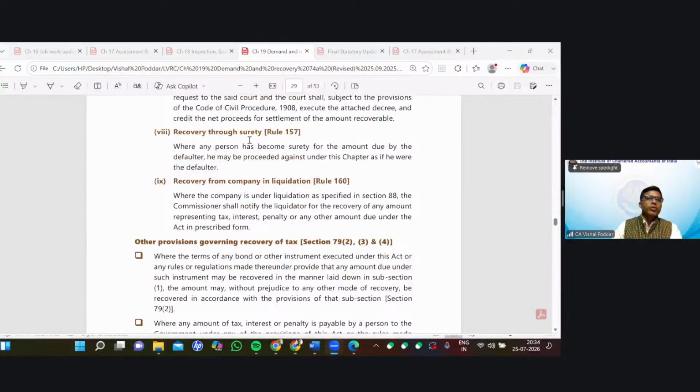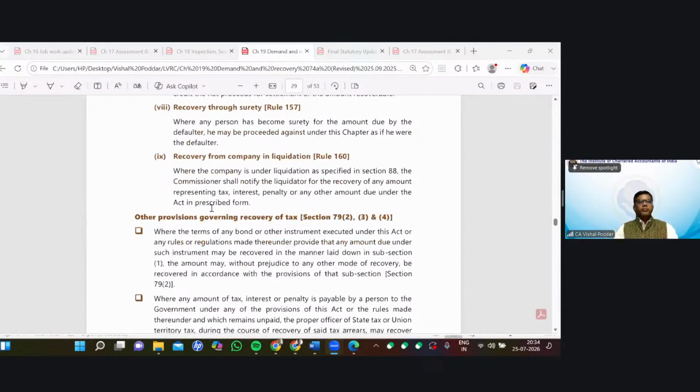Next, recovery through surety. Where any person has become surety for the amount due by the defaulter, he may be proceeded against under this chapter as if he were the defaulter.